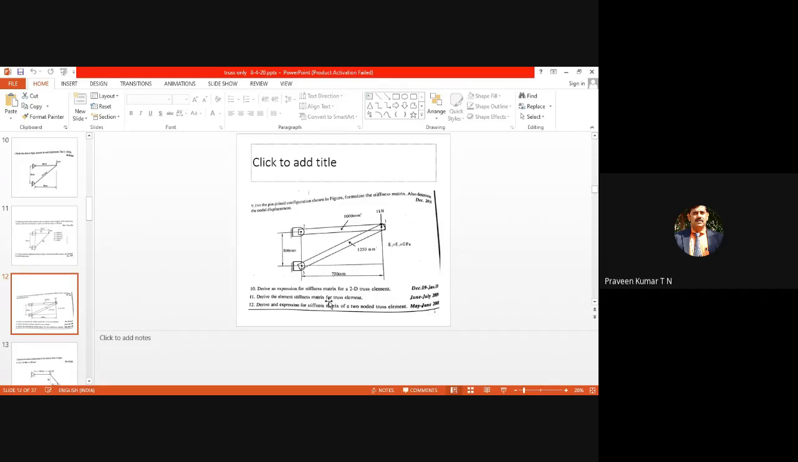Derive the element stiffness matrix for the truss. Again, the same thing appears. Most of the time, the same question is asked. As far as truss is concerned, there is only one derivation, the derivation of the stiffness matrix. It also includes the transformation matrix. Sometimes they may ask to derive an expression for the stiffness matrix for a two-noded truss element. That is, the stiffness matrix again for the two-noded truss element.